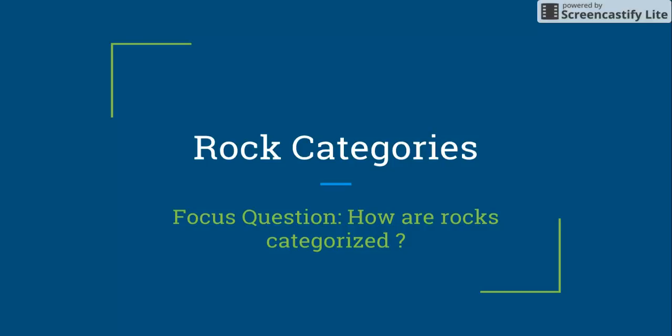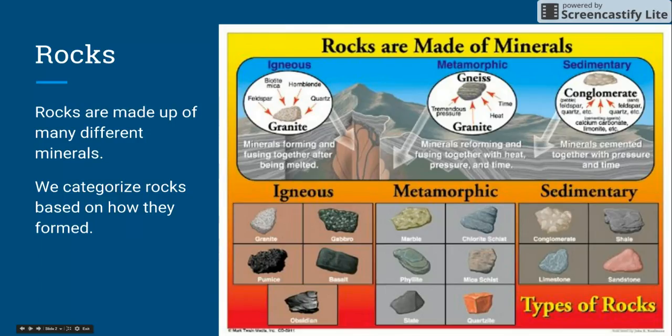So yesterday we talked about how minerals make up rocks, and today we're going to talk about the different types of rocks. So our question is, how are rocks categorized? Rocks are made up of many different minerals like we learned yesterday, and we categorize rocks based on how they are formed.